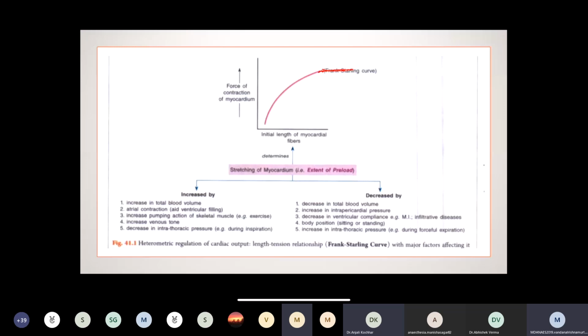To this much extent, the preload can be increased or the force of myocardial contraction can be increased. And after a certain point, there is a plateau. You can't increase it further by further increasing the volume. It is not like you keep on giving volume and the cardiac output will keep on increasing. This is not going to happen. There is a limit to extension of the cardiac muscle fiber. It can extend only up to a limit.